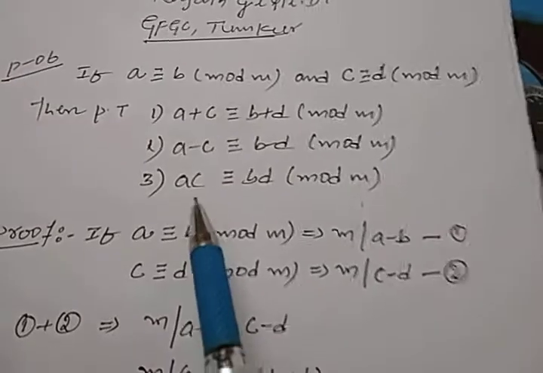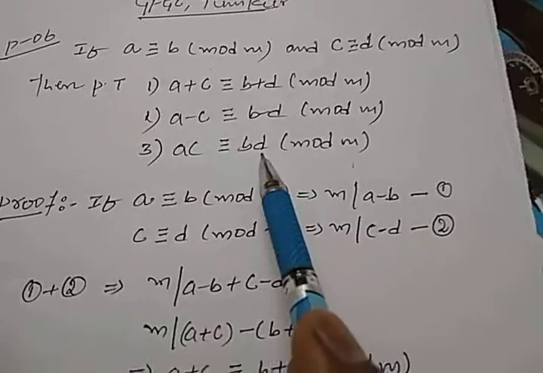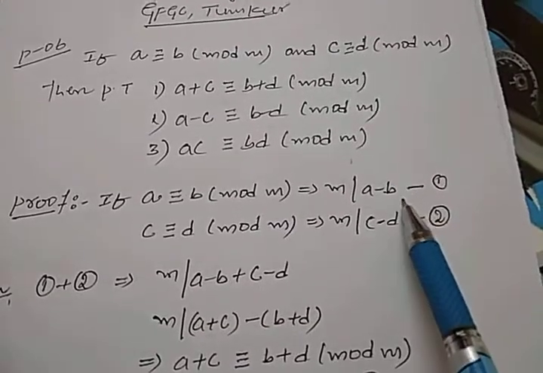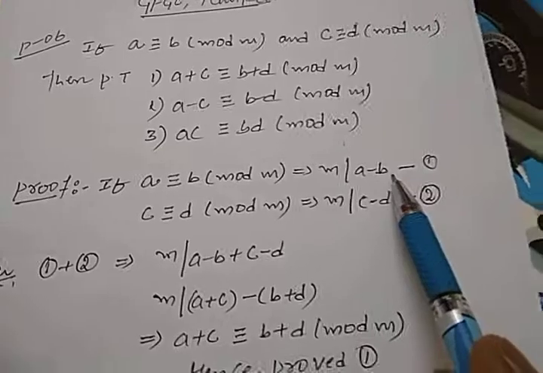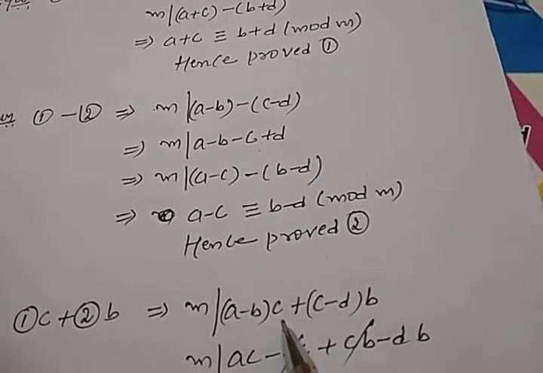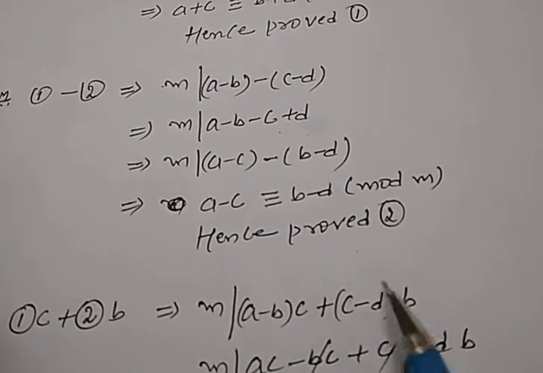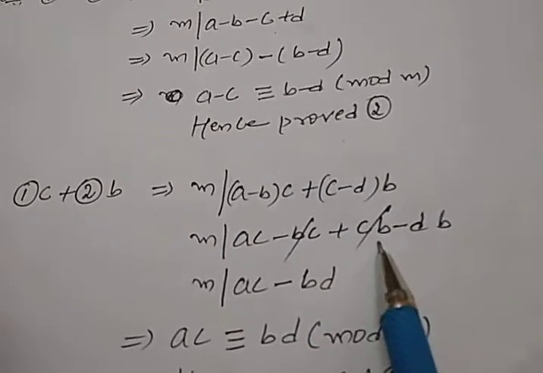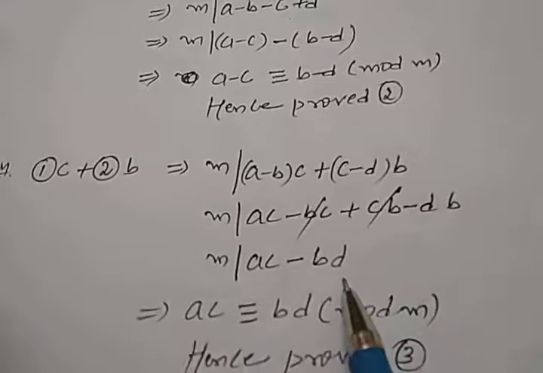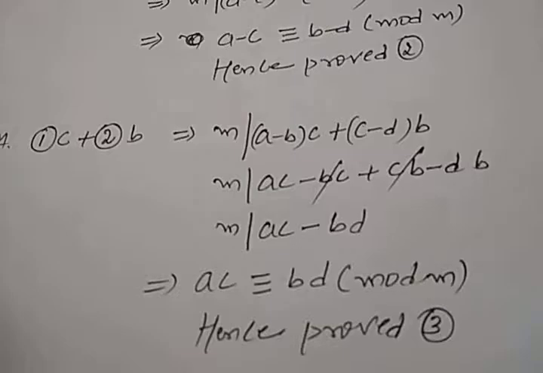Observe the third one is a product. AC is congruent to BD mod M. For this, for equation 1, I am going to multiply it by C. For the second equation, I am going to multiply it by B. Now M divides (A minus B) into C plus (C minus D) into B. This is for the second equation multiplied by B. Simplify, opposite signs get cancelled with the same quantity. Now AC minus BD. So which implies if M divides AC minus BD, then AC is congruent to BD mod M.